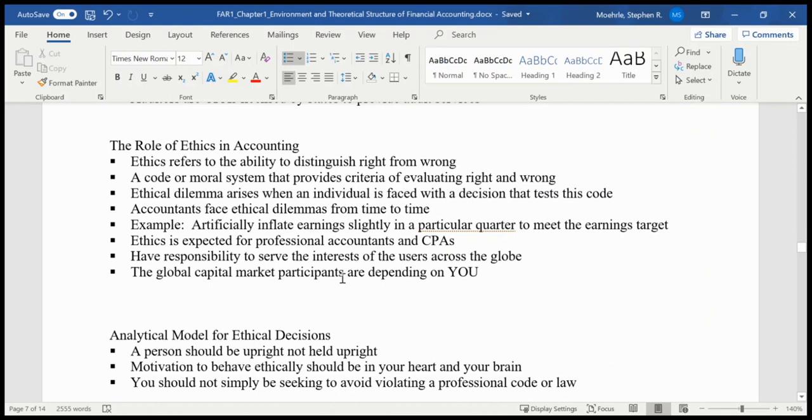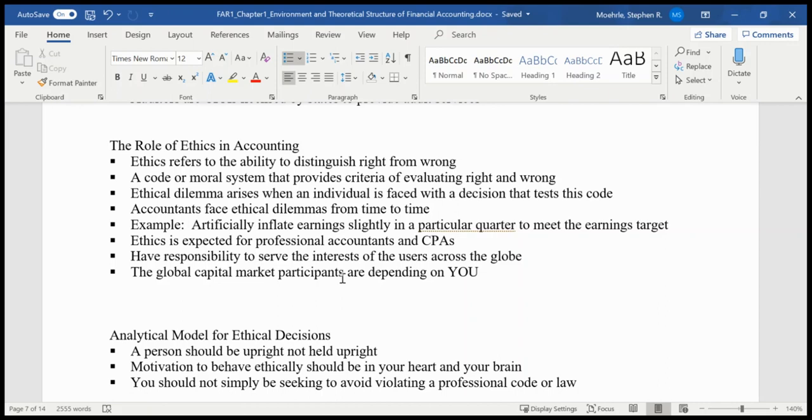The role of ethics in accounting. We have got to be upstanding. We CPAs have got to be beyond reproach. Ethics refers to the ability to distinguish right from wrong. A code or moral system that provides criteria of evaluating right and wrong is ethics.